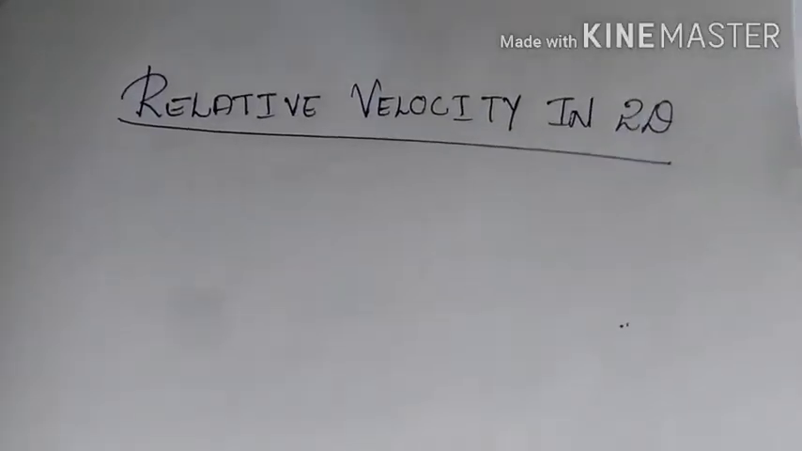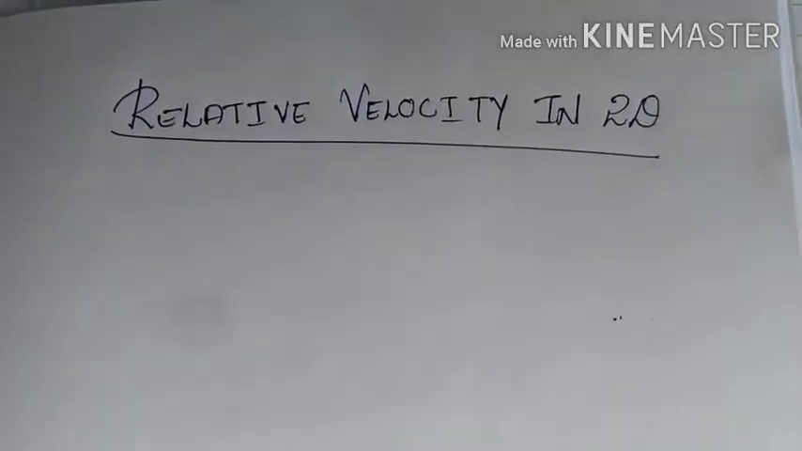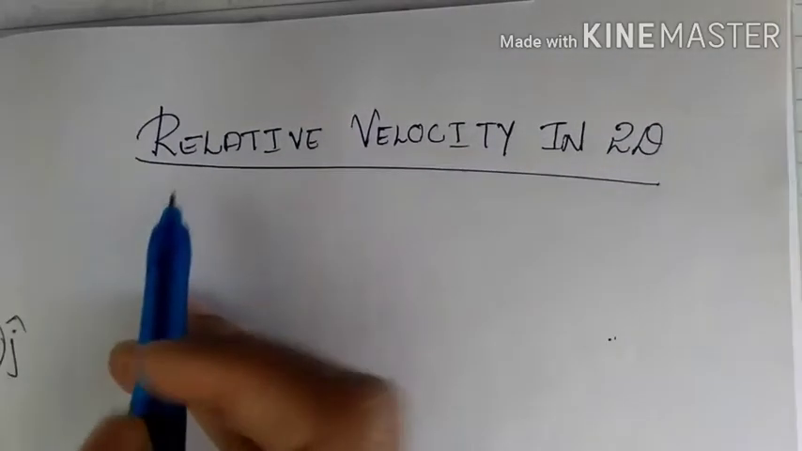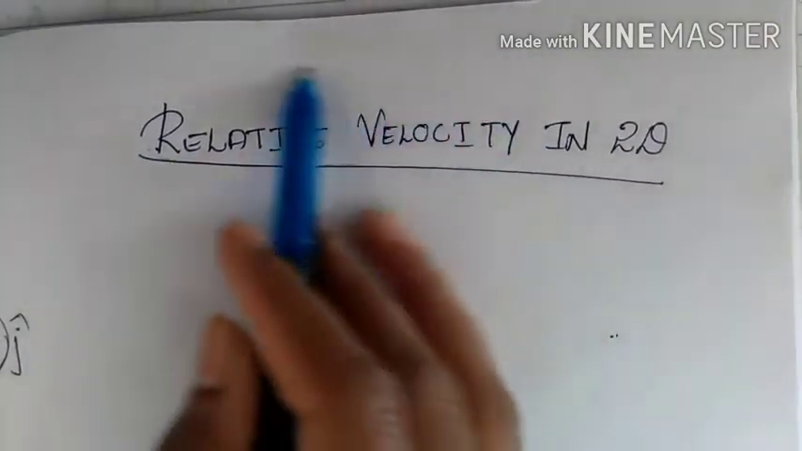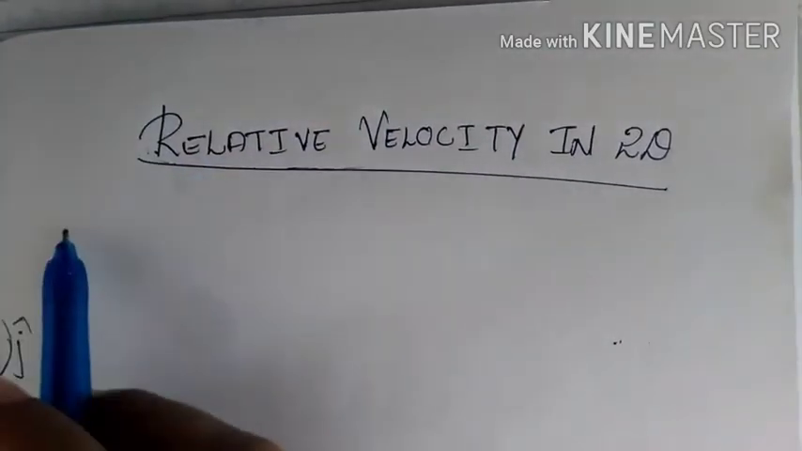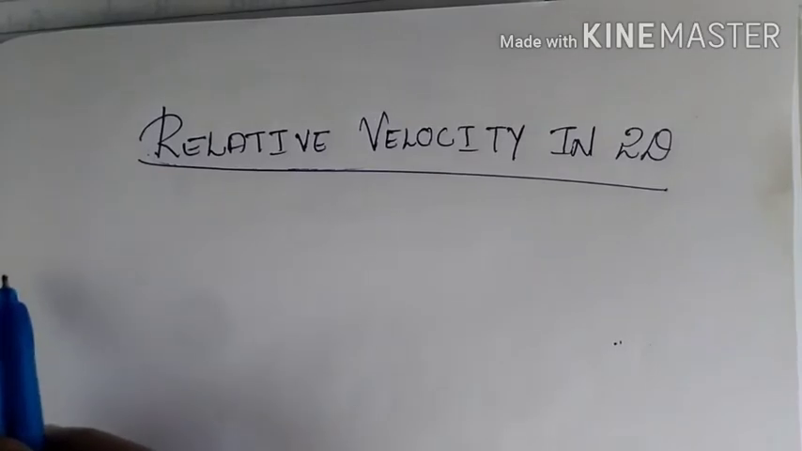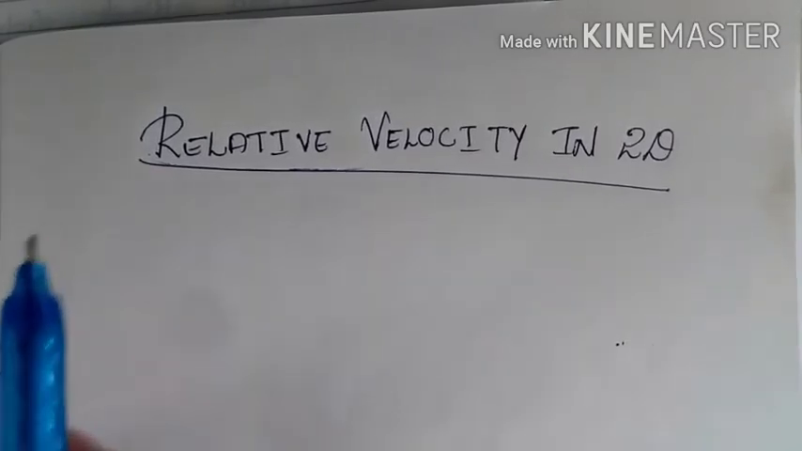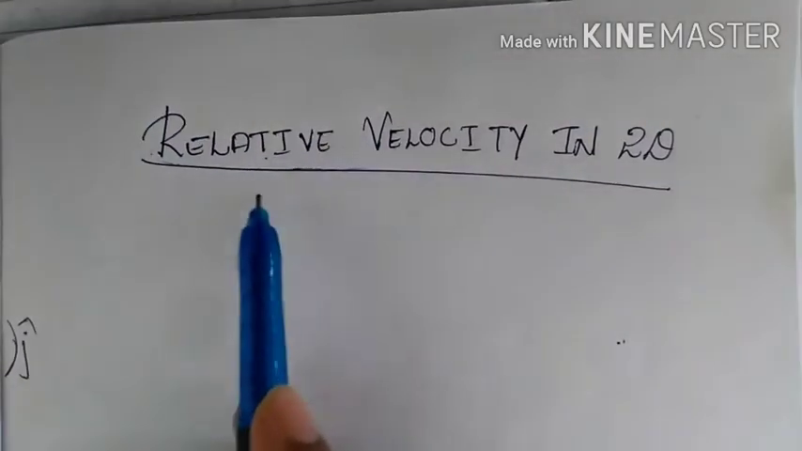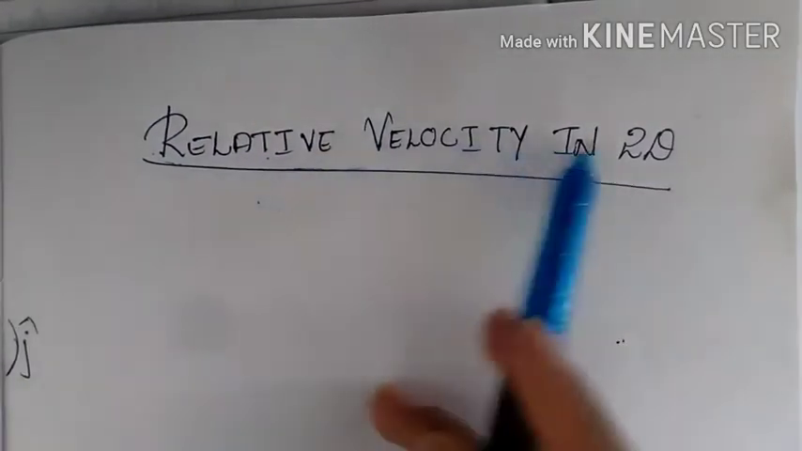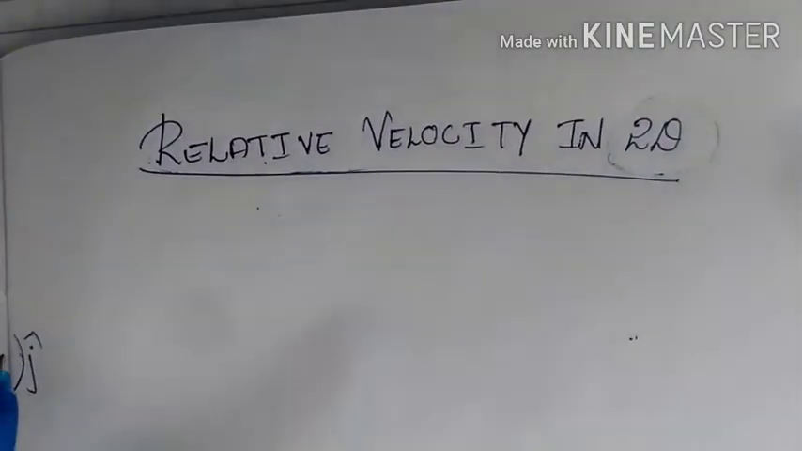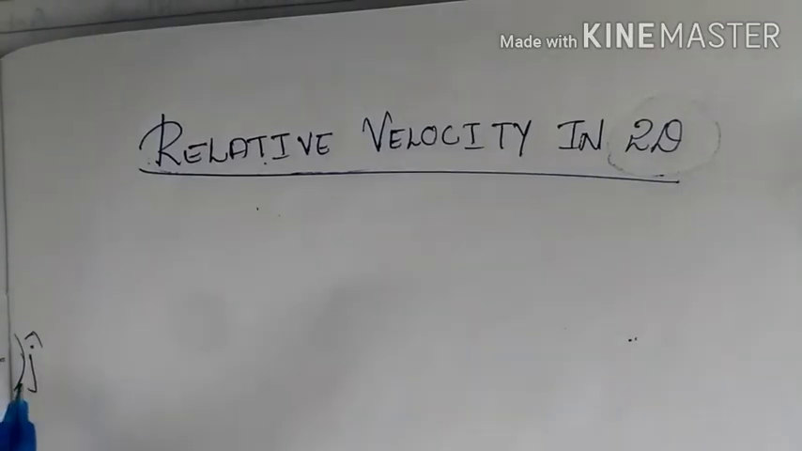So today's topic is relative velocity in two dimensions. In our earlier classes we learned what relative velocity is for a particle moving in a straight line, or in one dimension. But here in this chapter we are going to learn the same concept in 2D. Here we are dealing with the equations for motion in a plane.